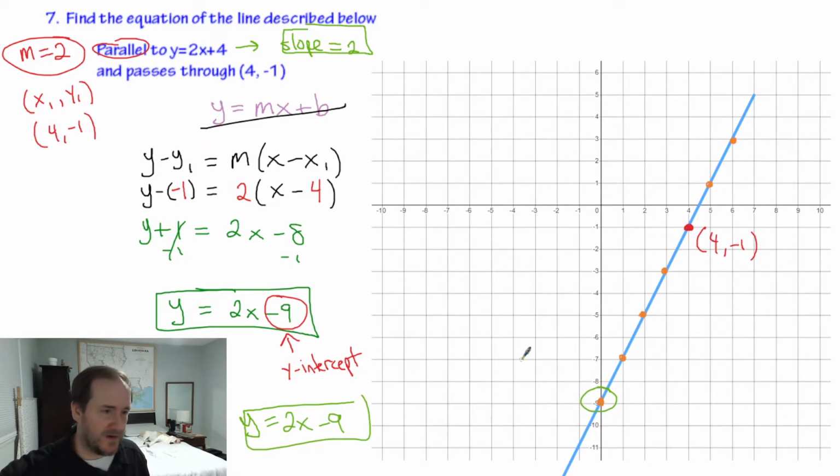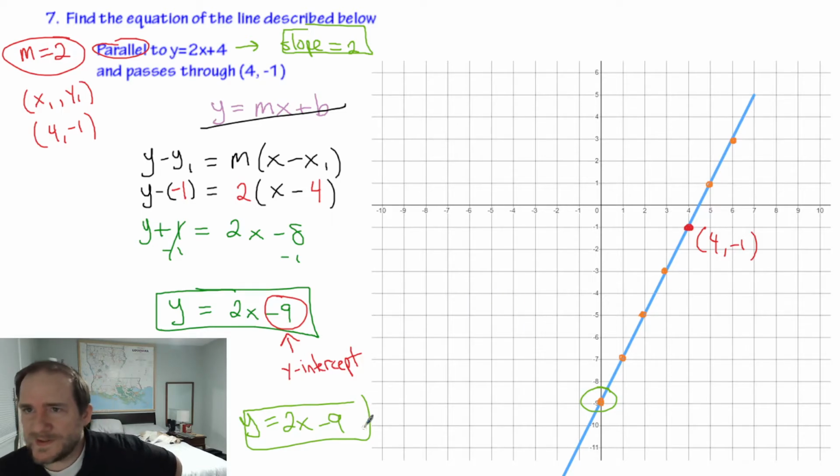So that can be a very, very easy way to do these problems. But it doesn't always work. So make sure you know how to do it algebraically as well, just in case. All right, that's 7.